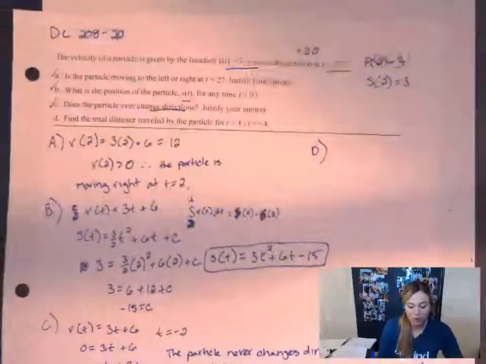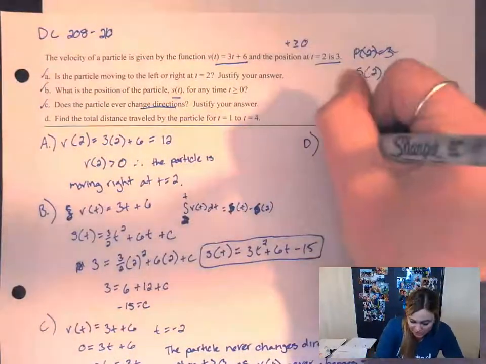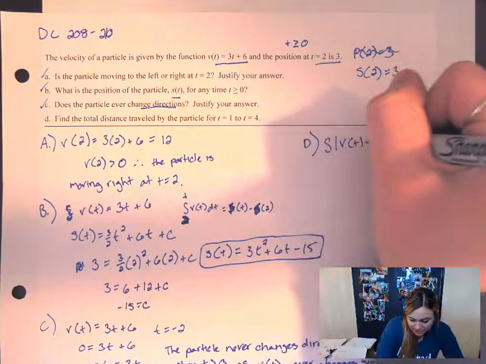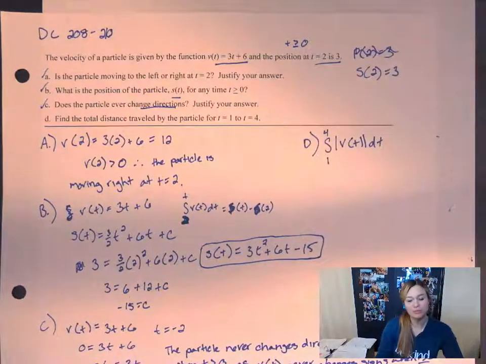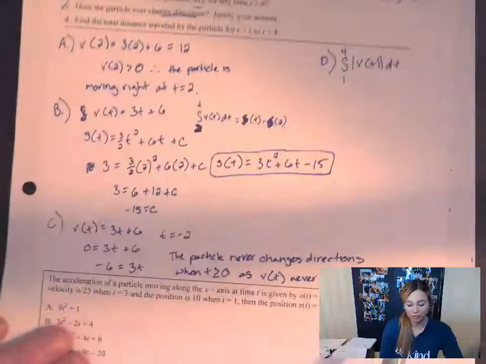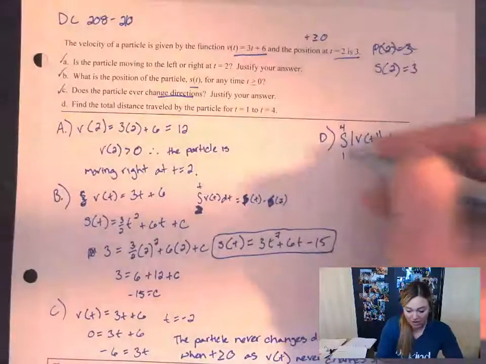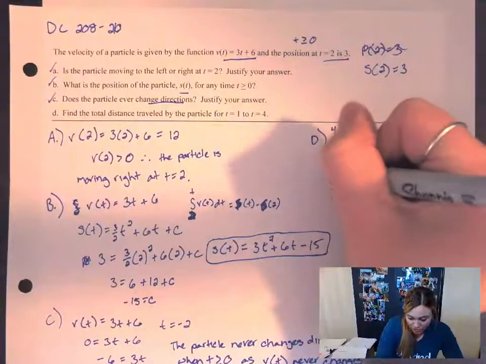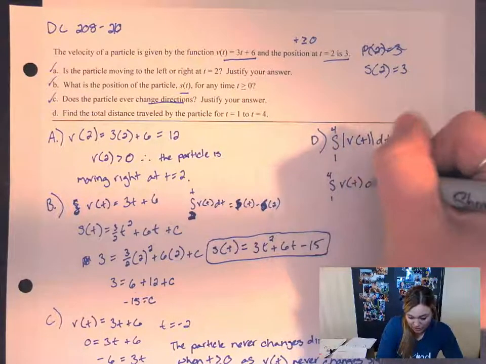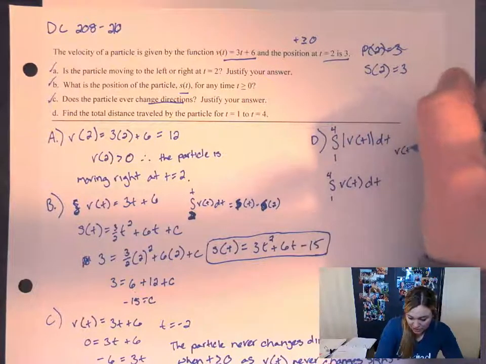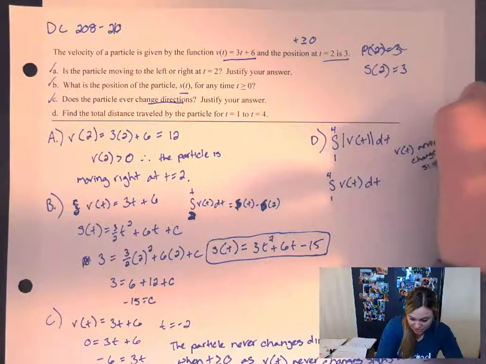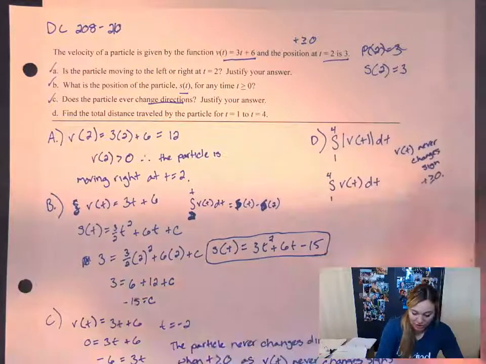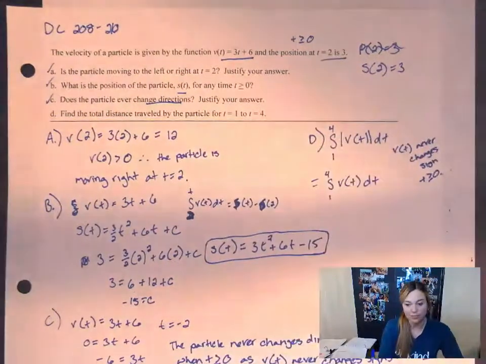Part D, find the total distance traveled. Remember, total distance would be the integral of the absolute value of velocity from the interval from 1 to 4. But we already know that this particle doesn't change directions when t is greater than or equal to 0. We just solved that in C. So right here, all we have to do is integrate from 1 to 4, because in this case, they will be equal. So v of t never changes signs when t is greater than or equal to 0.